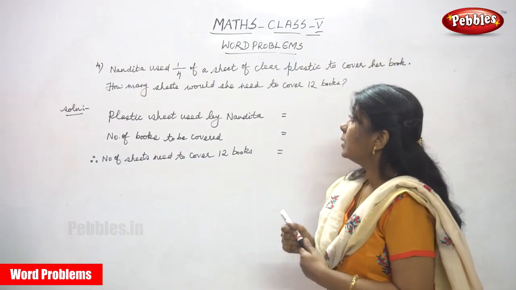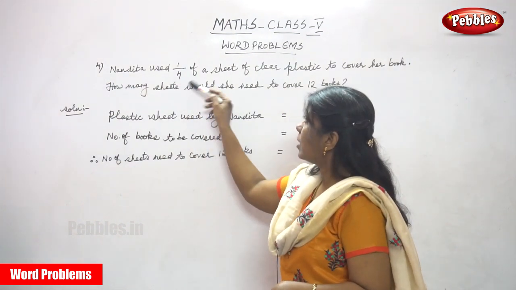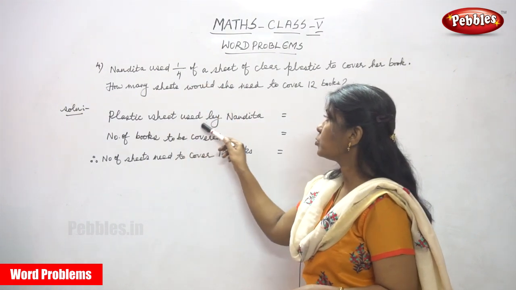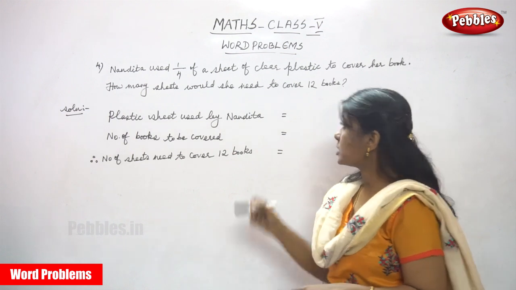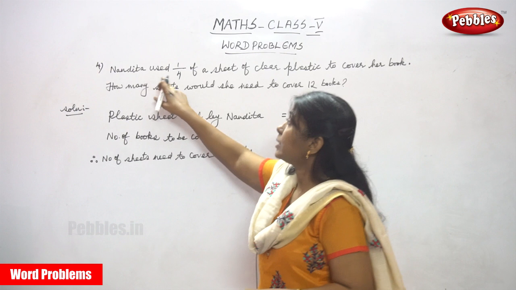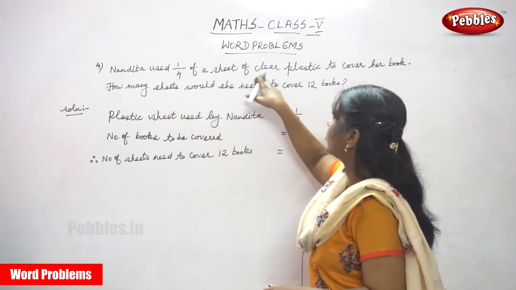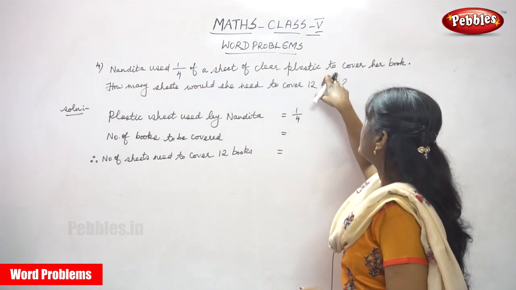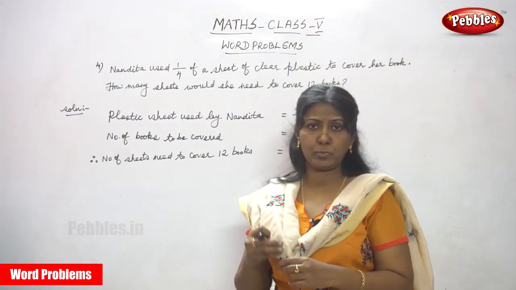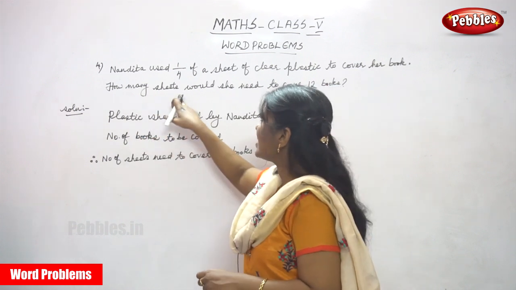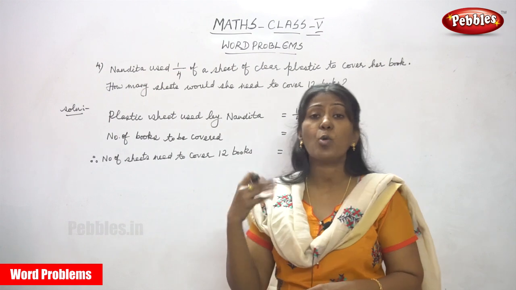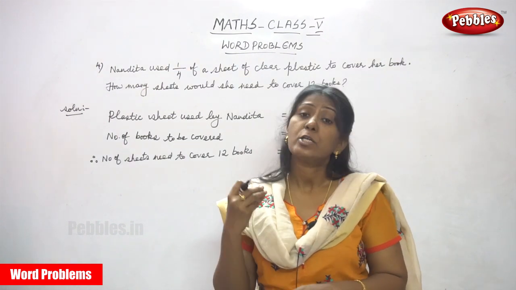So Nandita used how much? She used 1/4 of a sheet. Plastic sheet used by Nandita, that is 1/4. She used 1/4 of a sheet to cover a book. Next, how many sheets would she need to cover 12 books? They are asking how many sheets she needed to cover 12 books.